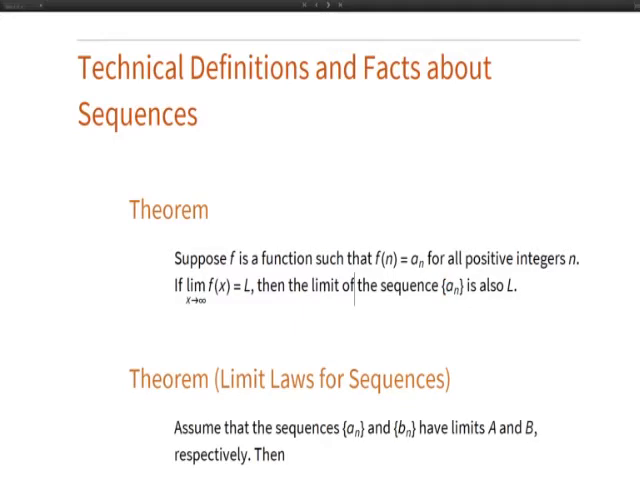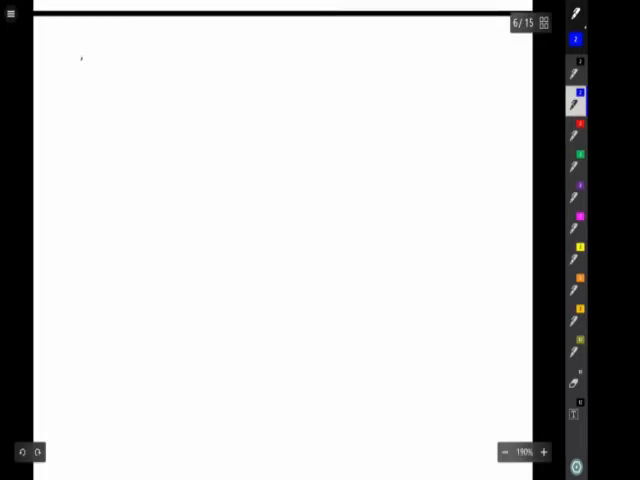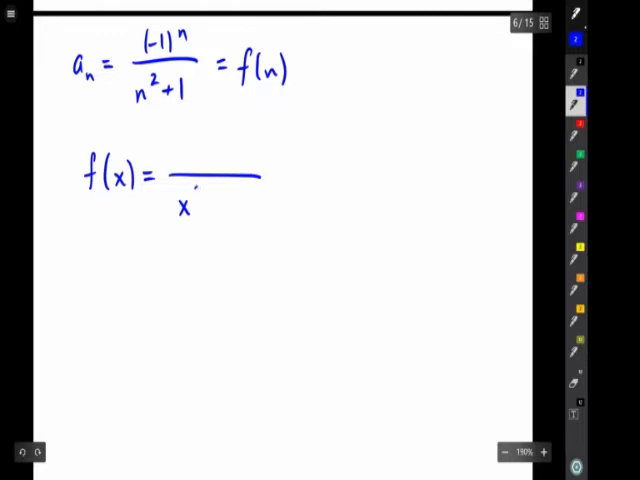So actually, let me just go back and write one thing here. This example we did earlier, where a_n was negative 1 to the n over n squared plus 1. An example of a function f of x that would work here, say f of x. The bottom, we'd obviously want this to be x squared plus 1. How do we emulate this negative 1 to the n? Well, we can do this with sine and cosine.